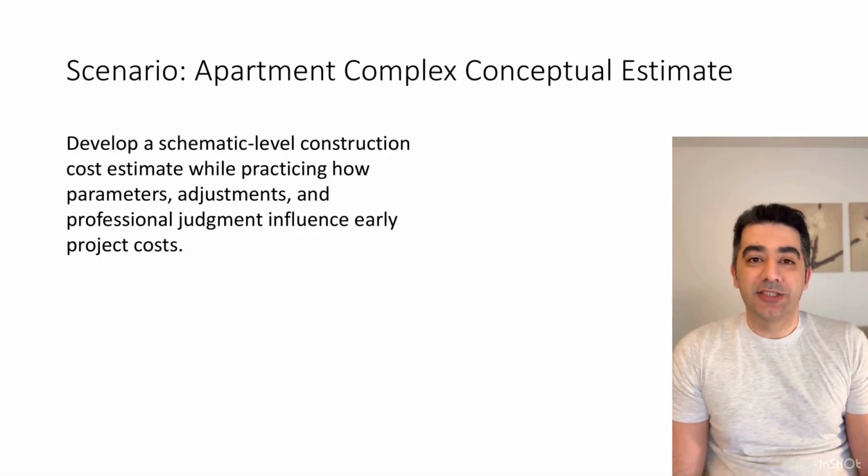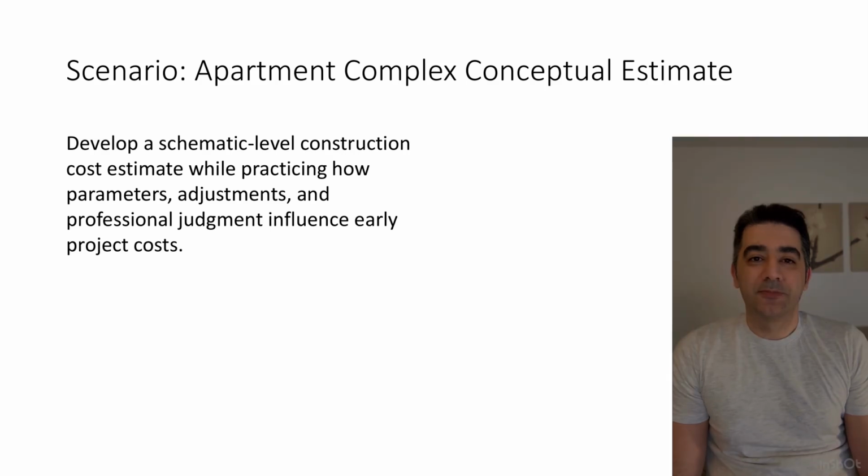This exercise is intentionally framed at the schematic design level. You'll see how cost changes when we adjust for building size, story height, location, and time, and why early estimates should always be communicated as ranges, not single numbers.